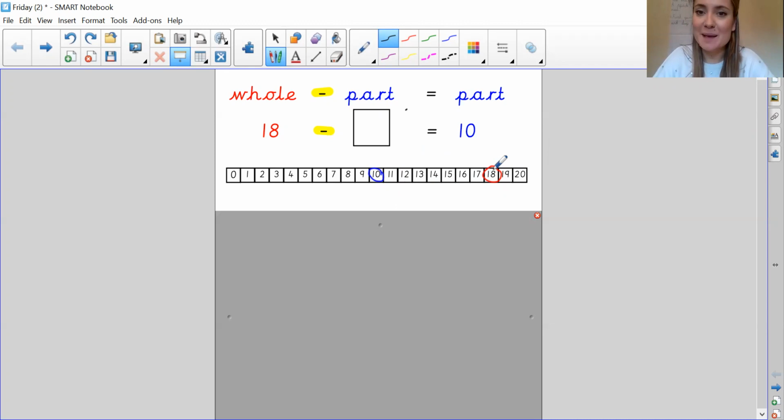So you ready to count with me? Remember not to count until we've jumped back. Ready? 1, 2, 3, 4, 5, 6, 7, 8. 18 take away 8 equals 10. Give it a tick or fix it.